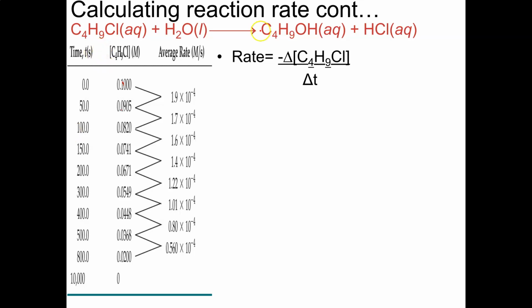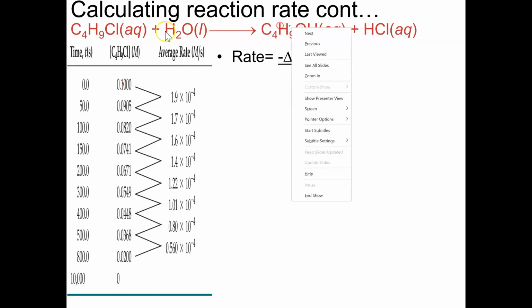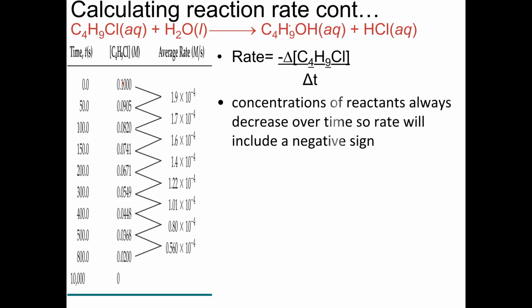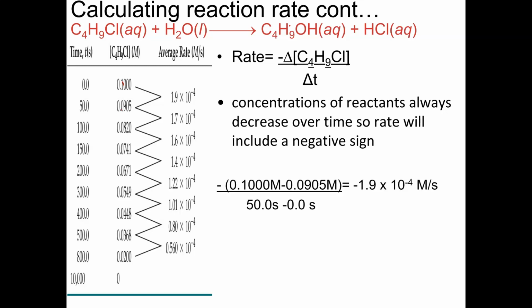So on the flip side of that, that means the product will always have a positive number because you're always going to be gaining. And stoichiometrically, they're all related. So the rate of disappearance of this is equal to exactly the rate of appearance of that. Why? It's a 1-to-1 ratio. What if this was 2-to-1? Well, then the rate would be twice as fast. That's how this works. That's where the conceptual angle on this occurs. So concentration of reactants always decreases over time, so rate will include a negative sign, just as I showed you.